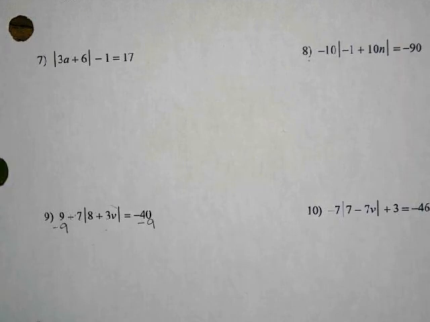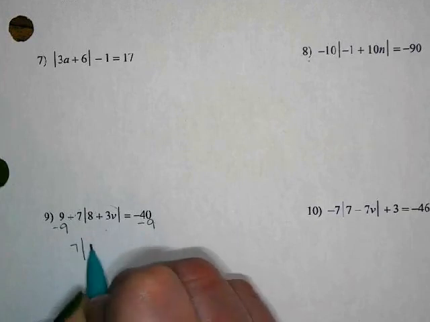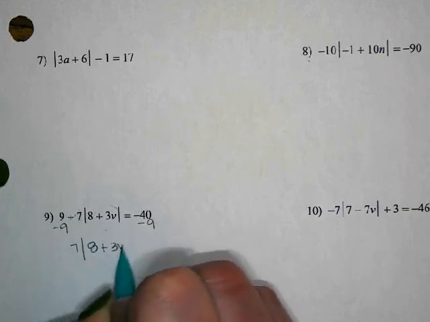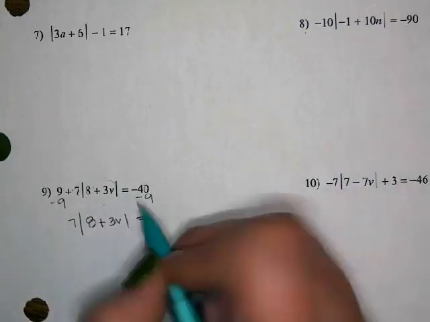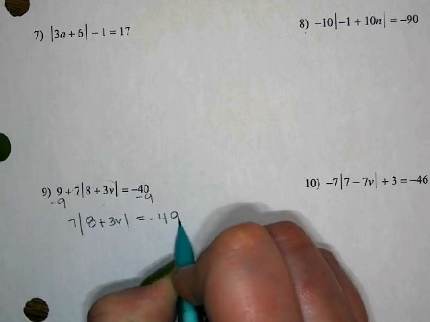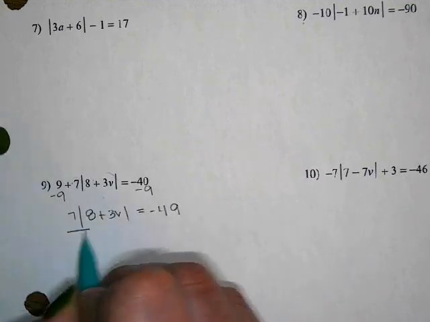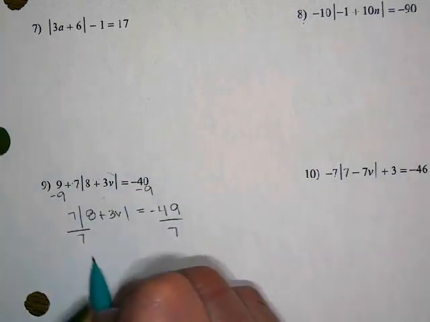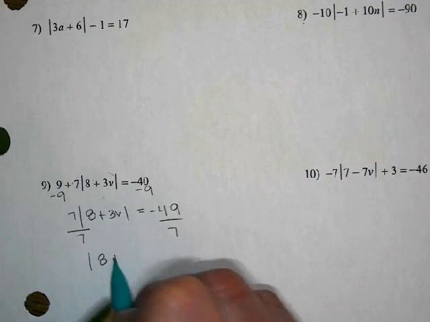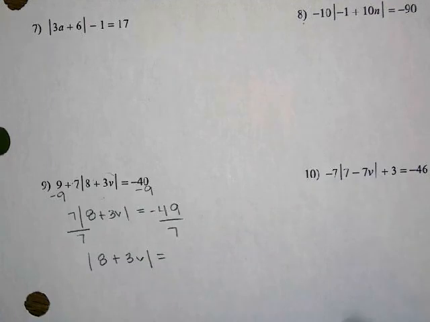Okay, so we have 7 times the absolute value of 8 plus 3v equals, what do we have? Negative 49. Okay, and then for us to undo the 7, what should we do? Divide by 7. Yeah. So we're running into exactly what we ran into on the next problem, which means we're going to have to do another one. Negative 49 divided by 7 is negative 7 and no solution.